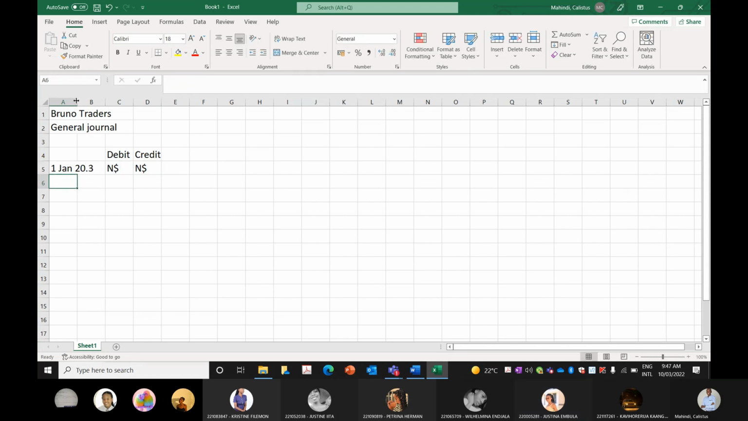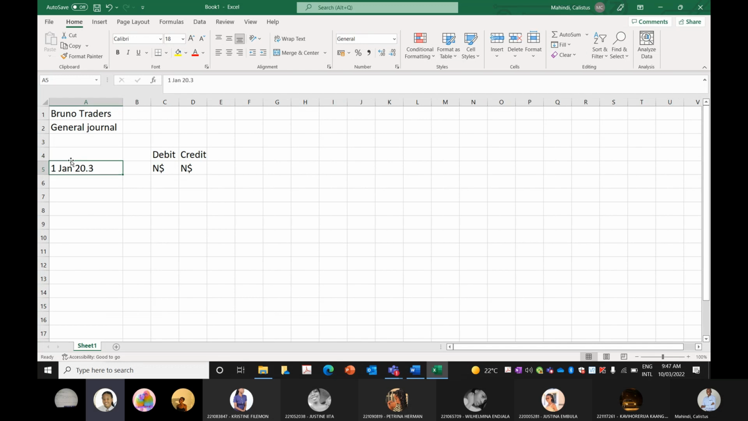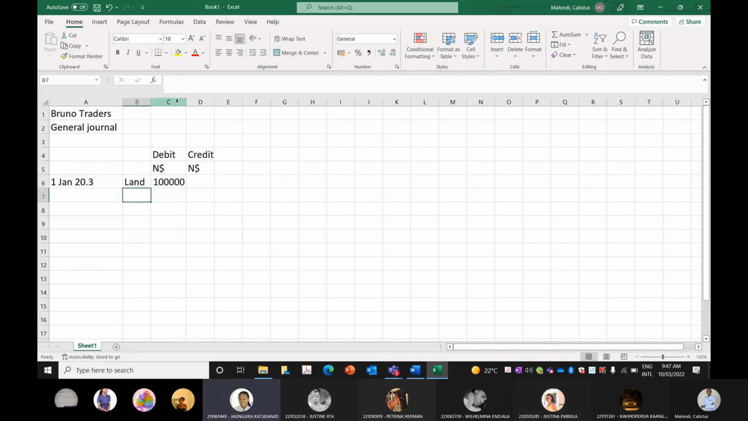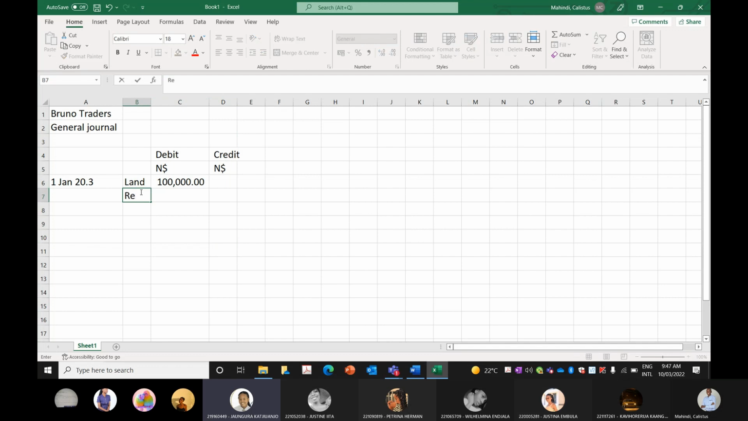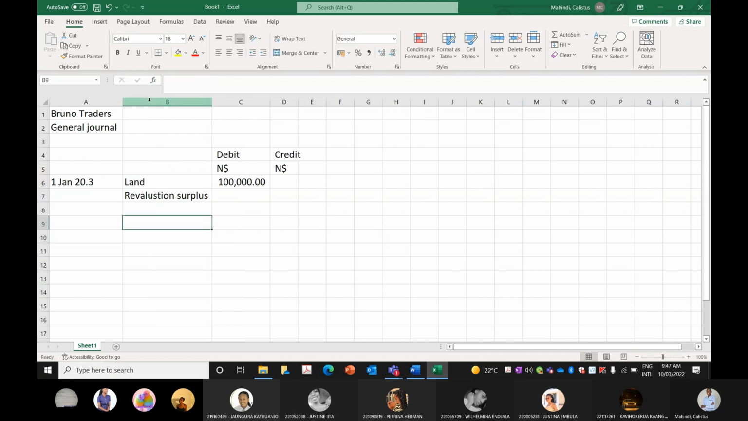You mentioned that you debit your land. You debit your land with how much? With 100,000. Yes, debit the land with 100,000, and then we credit revaluation surplus with 100,000 as well. Just bear with me writing out this revaluation surplus, 100,000.